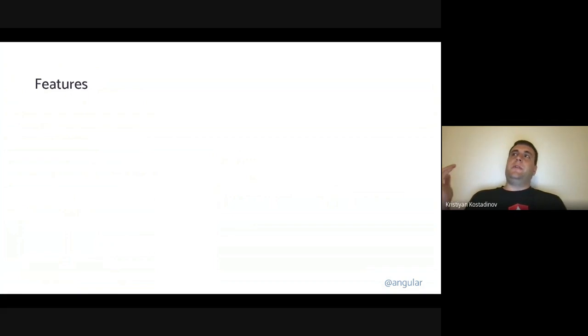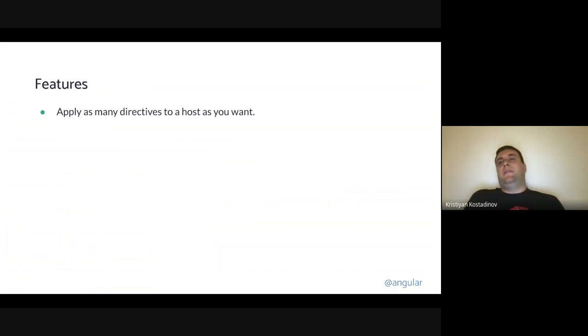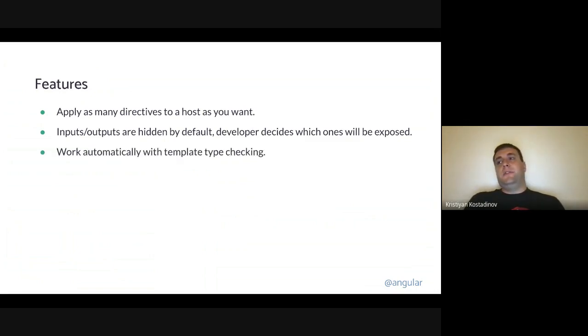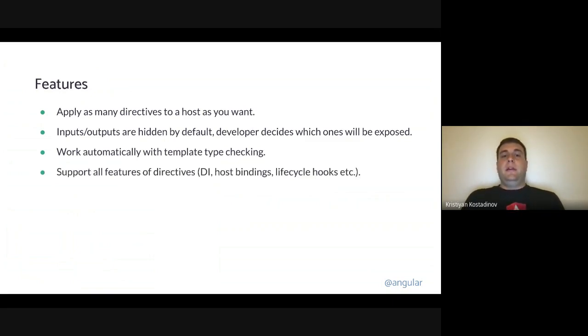And just to run through some of the features that the new API has. You can apply as many directives as you want, but of course you should be careful because it does mean that anytime a directive is applied, a bunch of other directives are going to be applied. The inputs and outputs are going to be hidden by default, and you as the author decide which ones are going to be exposed. It's going to work automatically with template type checking and the language service and all that, since it's already integrated into the compiler.